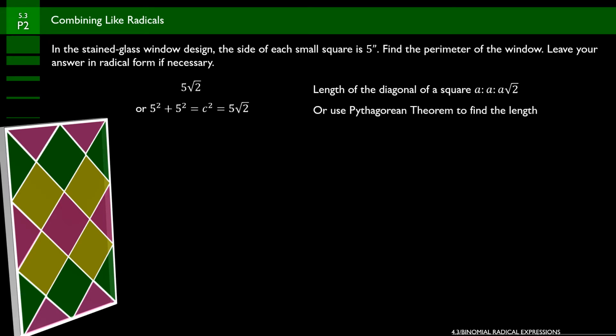So what we know is you can count up the number of diagonals that we've got. You've got the 2 purple triangles at the top. You've got a green, a purple, and green along the side, a purple and a purple along the bottom, and then a green, purple, and green along the other side. So there are 10 total triangles. So there are 10 lengths of 5 square root of 2. So 10 times 5 is 50. 50 square root of 2 inches is going to be the solution.